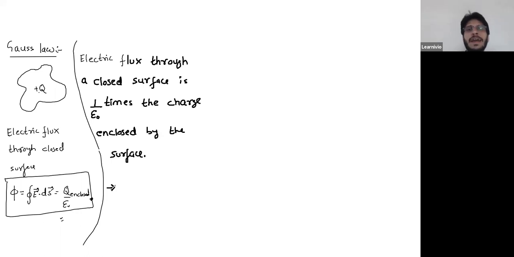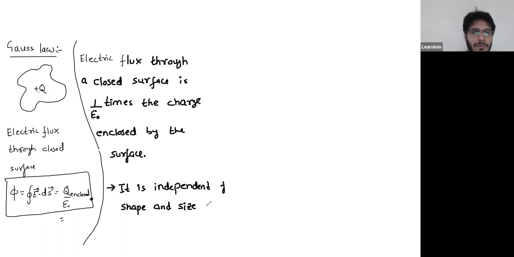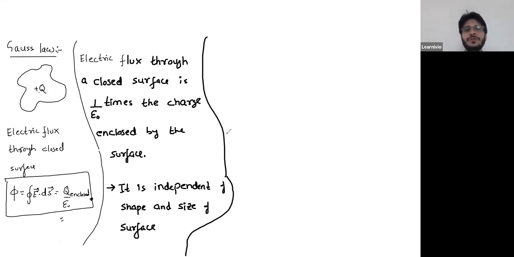Next, we have some characteristics of Gauss law. The first thing is it is independent of shape and size of surface. Gauss law is quite independent of the shape and size of the surface. So whatever be the shape or size of the surface, flux would be the same. Means you can have a sphere, and if you place a charge q at the center of the sphere, then the flux through the sphere is q by epsilon naught.